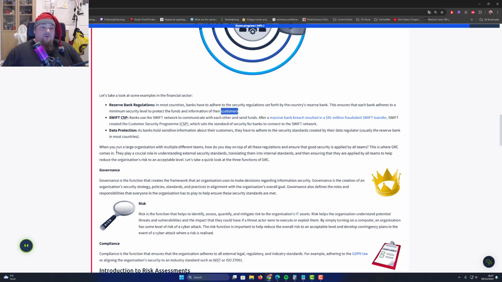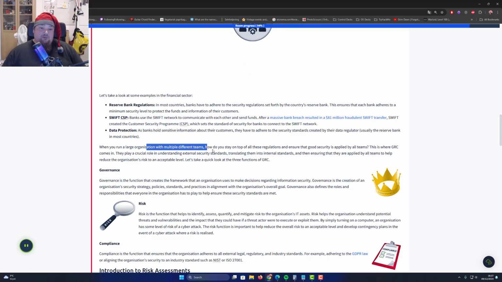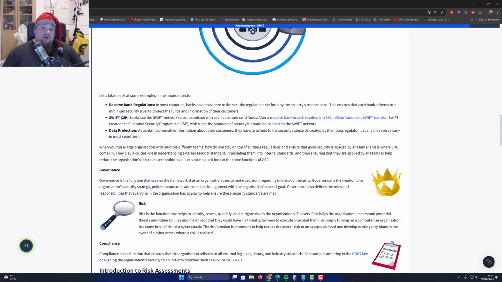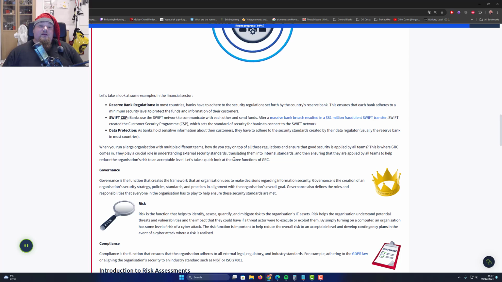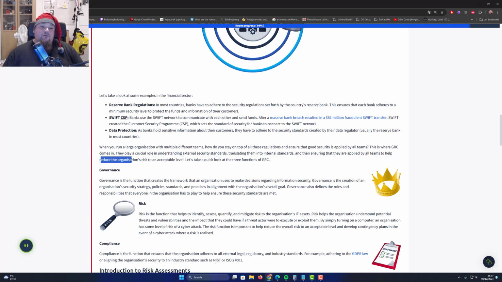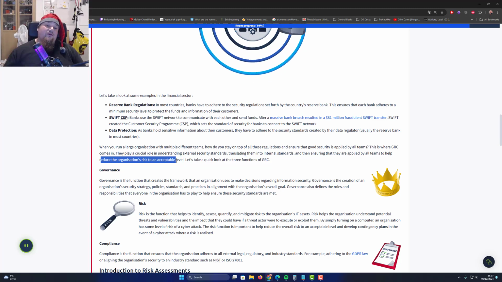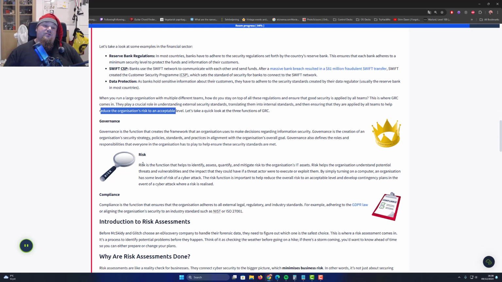So, when you run a large organization with multiple different teams, how do you stay on top of those regulations? Well, this is where GRC comes in. They play a crucial role in understanding external security standards, translating them into internal standards, and then ensuring that they are applied by all the teams to help reduce the organization's risk to an acceptable level. Let's take a quick look at the three functions of GRC.